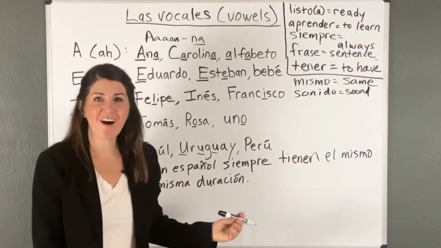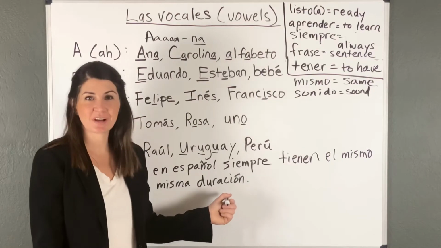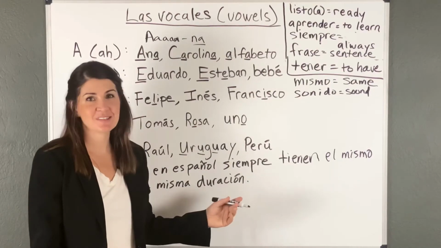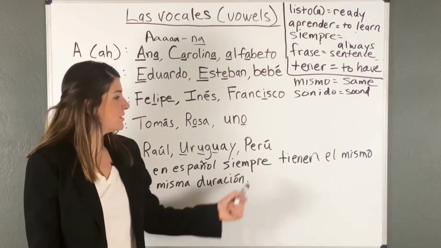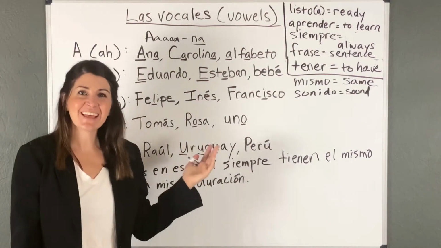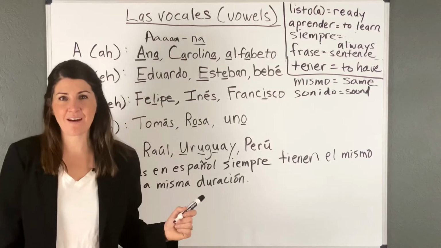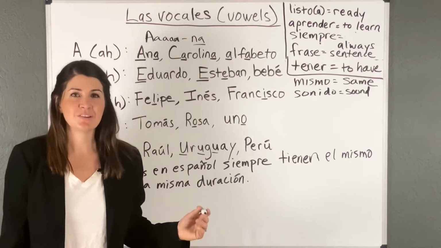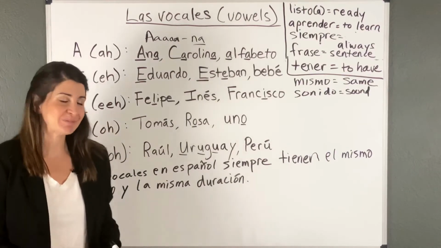Duración is what we call a cognate. When the word is similar in two languages, duration, duración. Okay, almost the same. Cognate, cognado, duración. So this is our definition from the first part of lecture, that the vowels in Spanish always have the same sound and the same duration. ¿Está bien? Okay, perfecto.